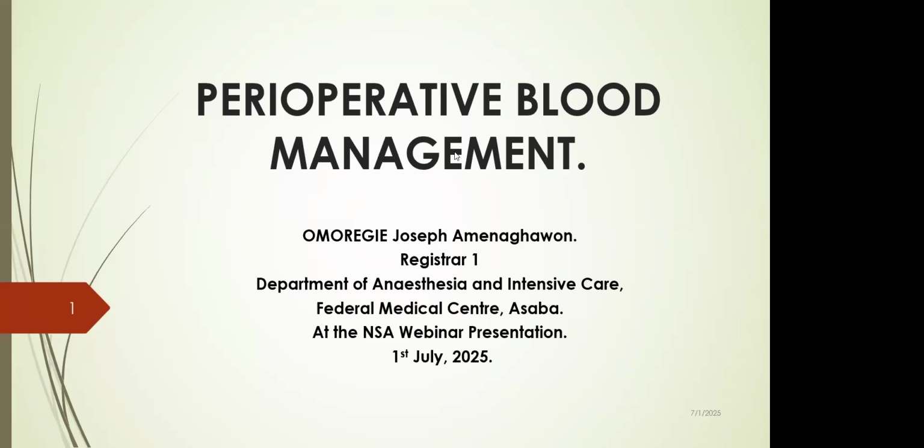Hello? We can hear you. Okay. So the target MAP should be between 50 to 60 millimeters of mercury, but not below 40. Yes, but not below 40.